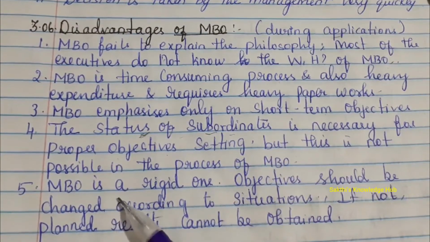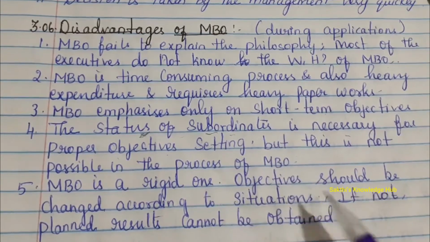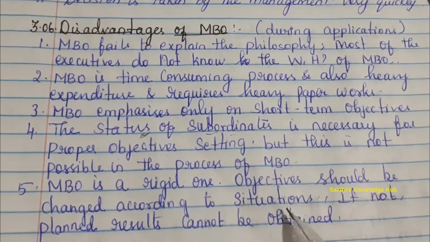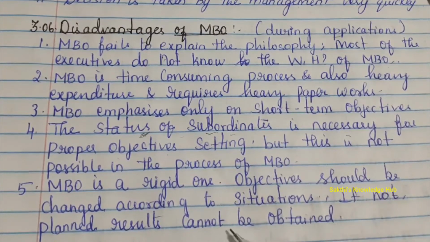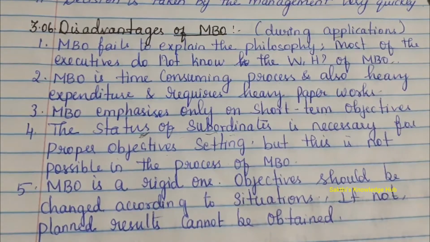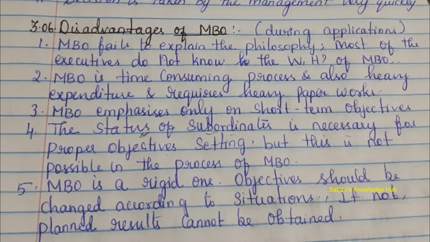And the last is MBO is rigid. Objectives should be changed according to the situation. If not, planned results cannot be obtained. If sometimes the objective is going to be rigid, it is not possible to proceed or to achieve the goal possibly. In that aspect, MBO becomes a disadvantageous one.